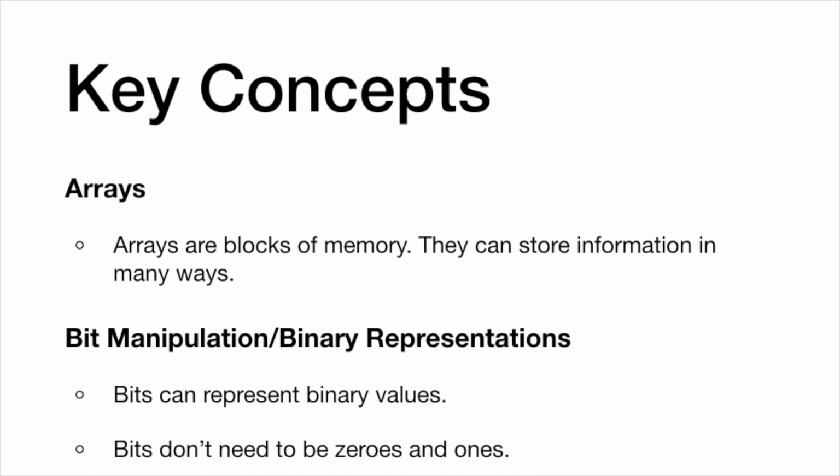Additionally, these are some key concepts that are overarching throughout this question, and you should think about these before you start. First, think about arrays. Arrays are blocks of memory that can be used to store information in many ways. We're given an array actually as an input, so is there any way we can reuse this input array? Secondly, think about bit manipulation and binary representations. Now remember that bits can represent binary values such as true or false, and bits don't need to be zeros and ones. Think about how else we can represent bits.